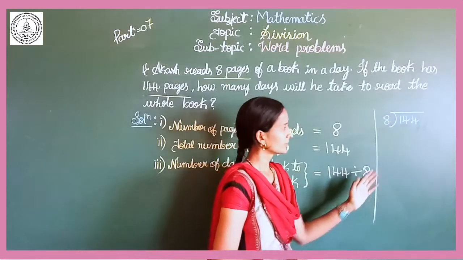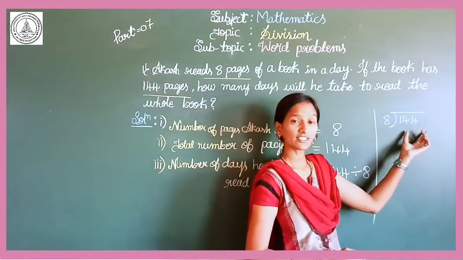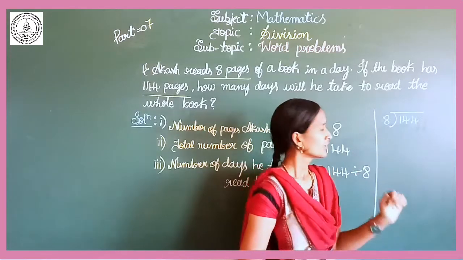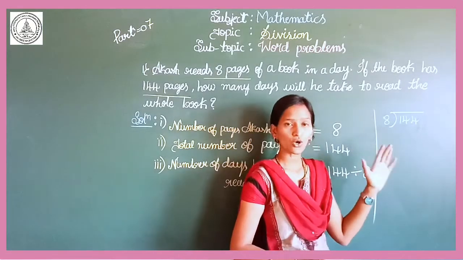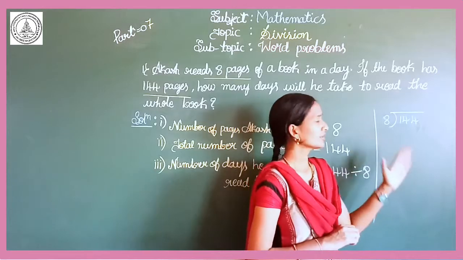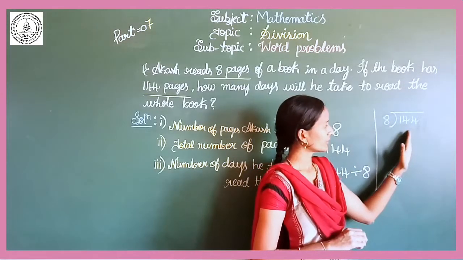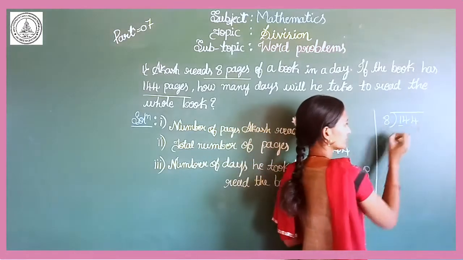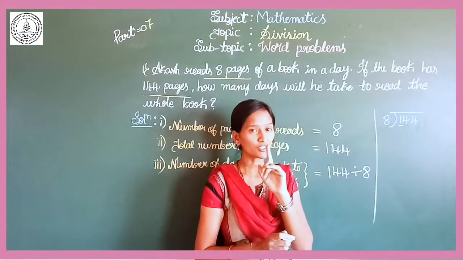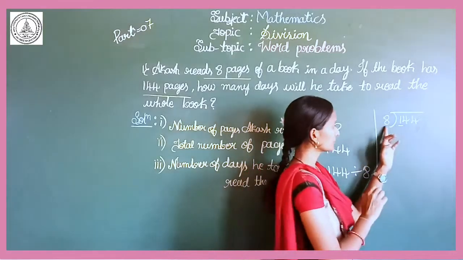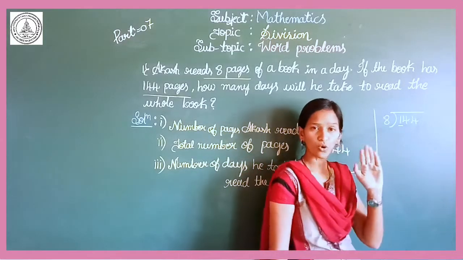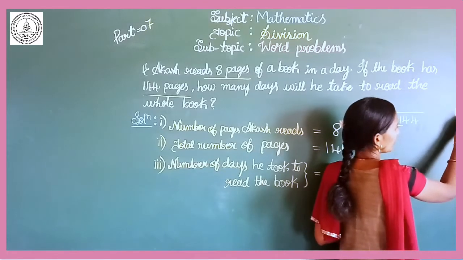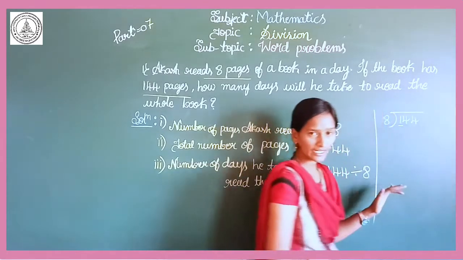So look here. Here 144 is the dividend and this 8 is the divisor, right? So here first you have to start dividing the number from hundreds, after that tens, then ones. So first I will take the hundreds place. It is 1, right? Compared to this 8, the 1 is a small number, right? See here, 1 is smaller than 8, right?